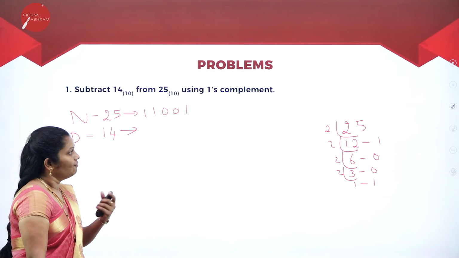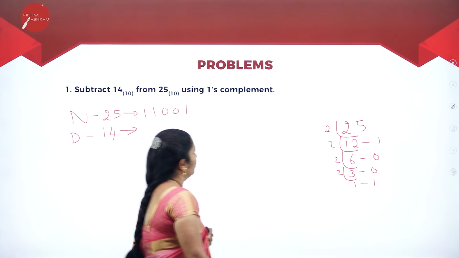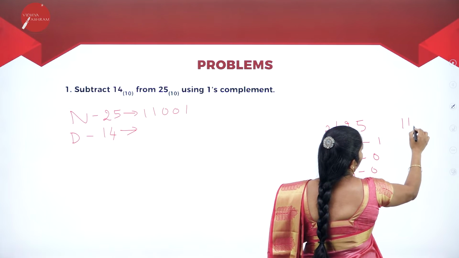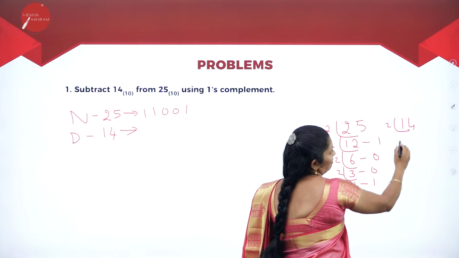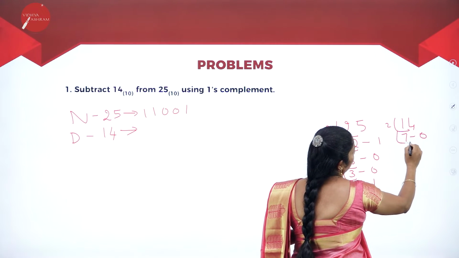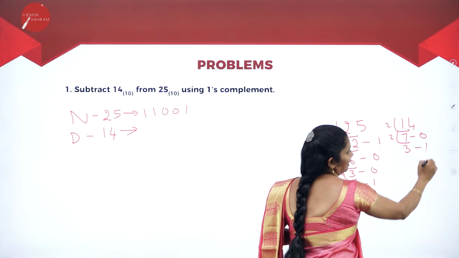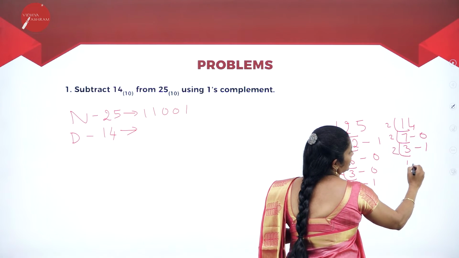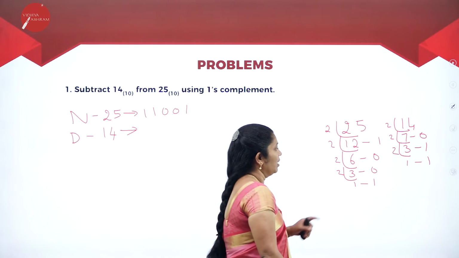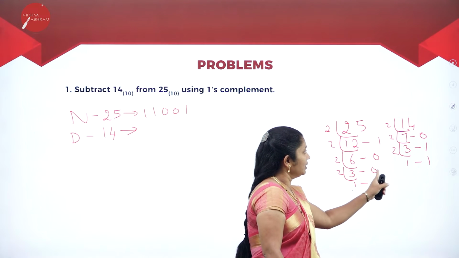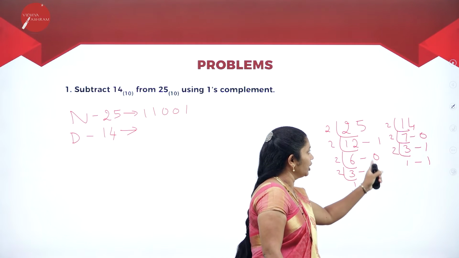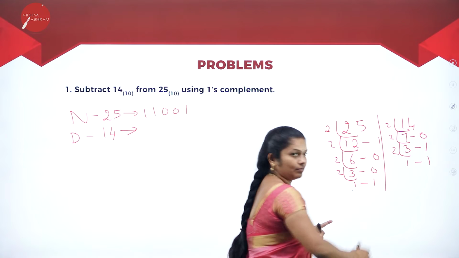In the same way, for 14 also you have to find the binary value. 2 7s are 14, remainder is 0. 2 3s are 6, remainder is 1. Then 2 1s are 2, remainder is 1. If you observe, it is 1 1 1 0. We are getting 5 digits for 25 and 4 digits for 14.